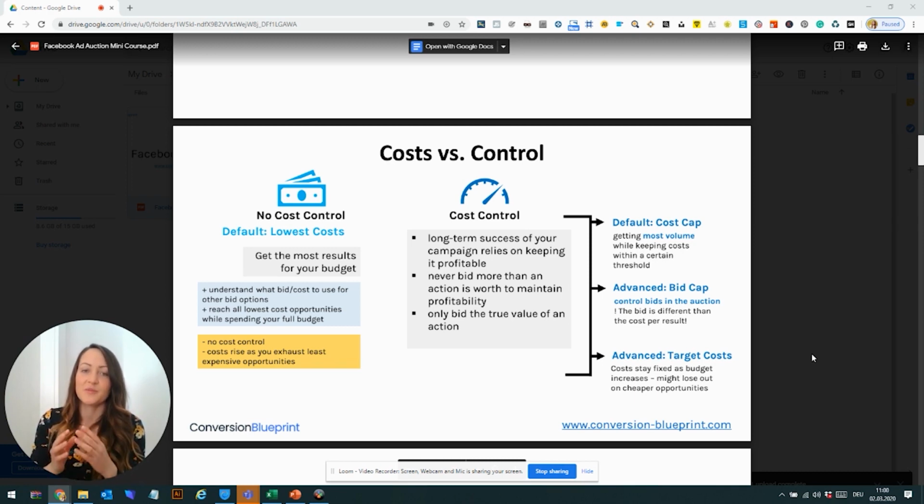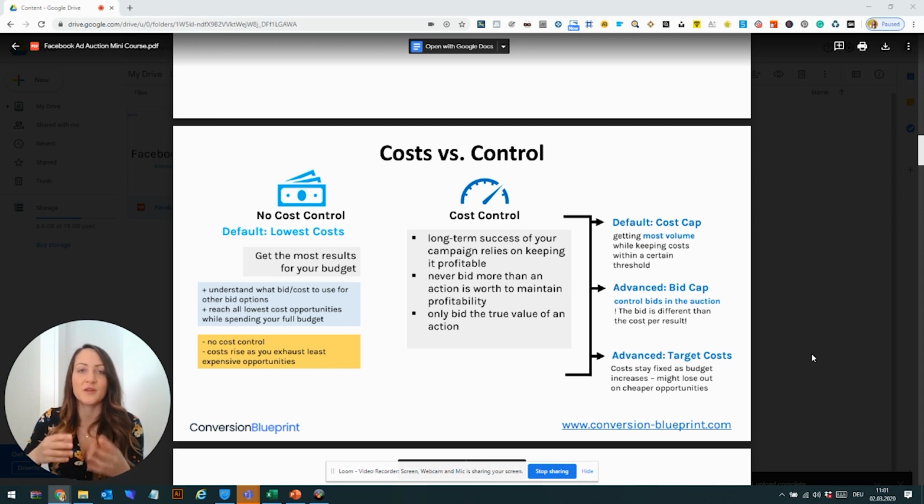So you should only bid your true value for an action over time, as soon as you know it. This is actually why we know that less than 40% of Facebook marketers say that they can run long-term profitable campaigns. And I think a very important part is that they're not using the bid strategies correctly.